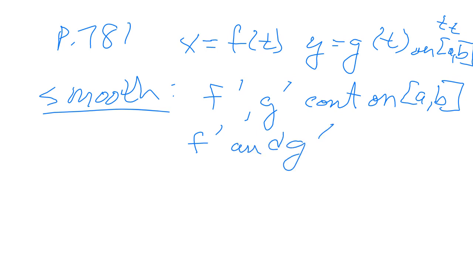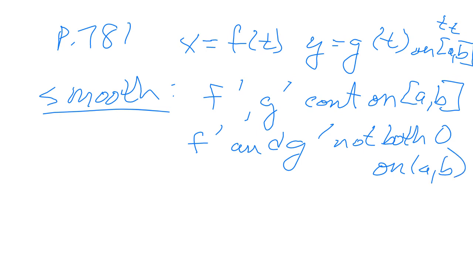So f prime and g prime are not both 0 on the open interval a to b. Okay, so that was smooth. We talked about that yesterday.